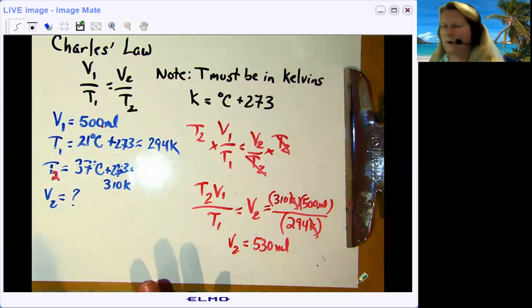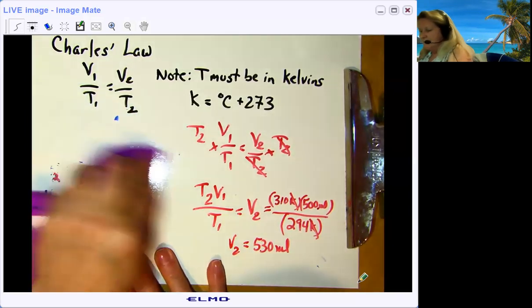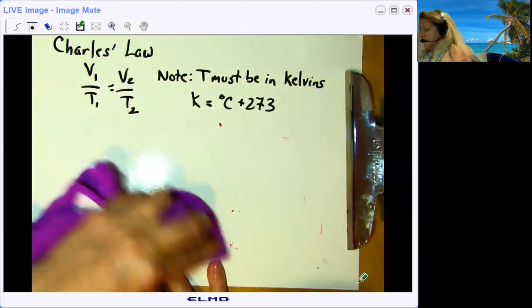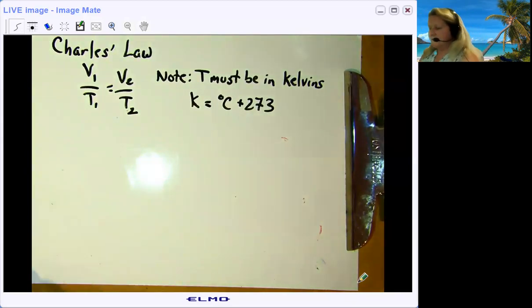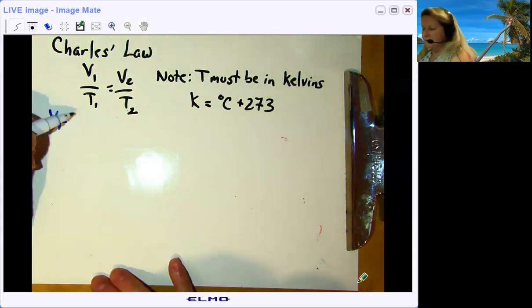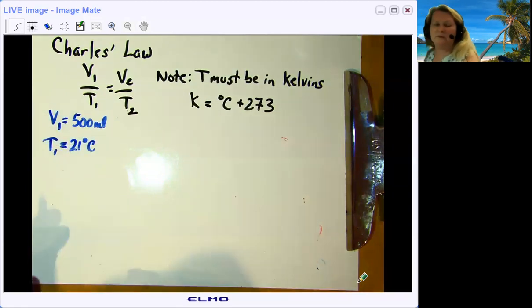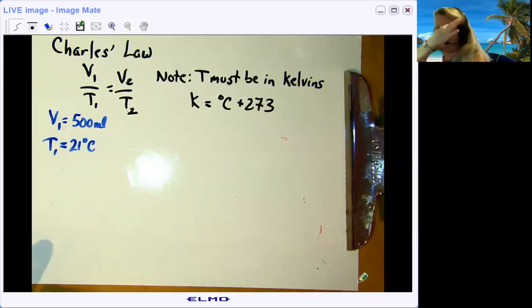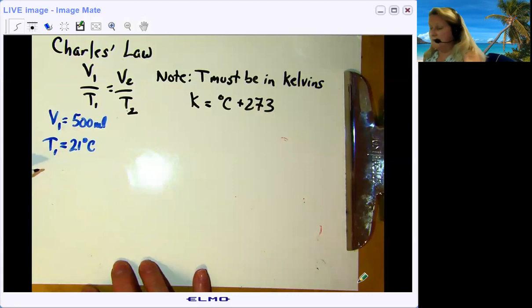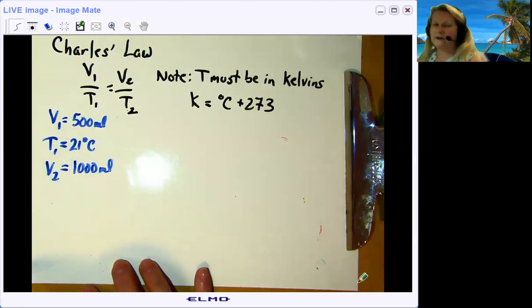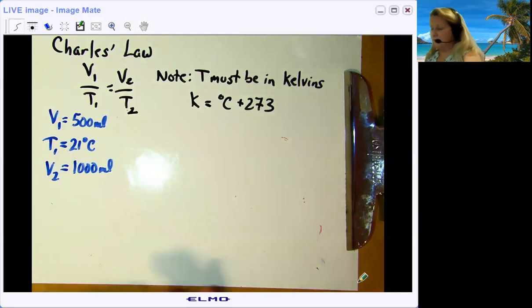All right. Let's do one more problem with Charles' law. This time, let's use Charles' law to calculate temperature. Say you have a gas and its initial volume, again, is 500 mils. Its initial temperature, let's keep it at room temperature, 21 degrees Celsius. This time, we're going to really increase the volume of this gas. If I want to double the volume, if I want this gas to take 1,000 mils of space, what temperature do I need to heat it up to?